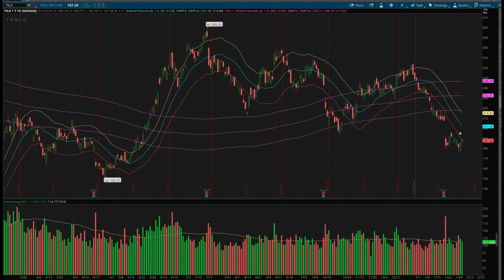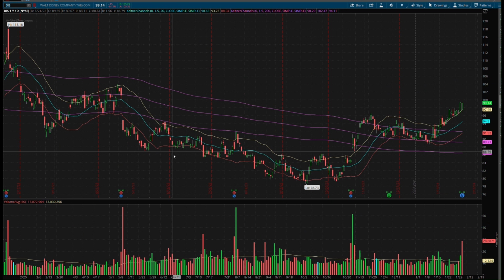However, once it is down below the 200 channel, the moment it comes back and touches the upper channel or crosses below the 20-day channel, we can short here. So let's look at another bearish example.